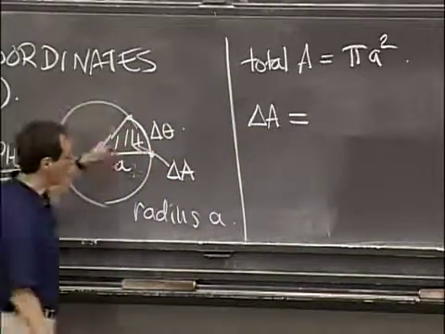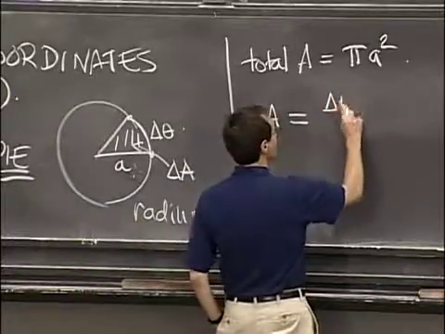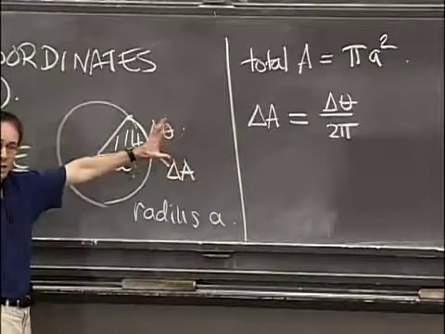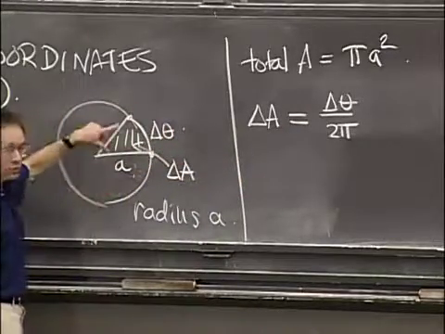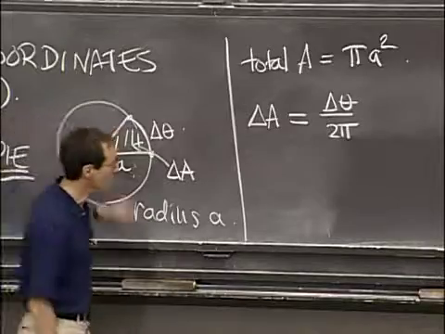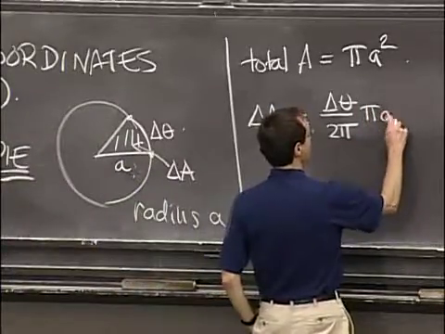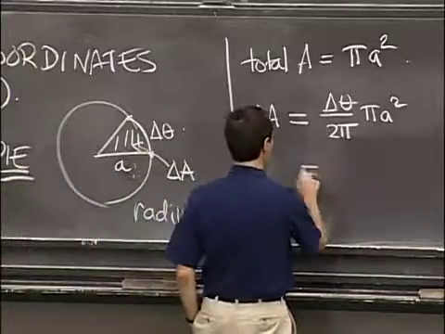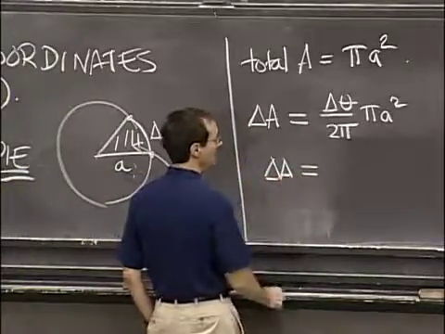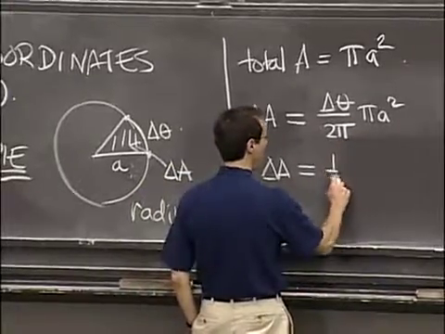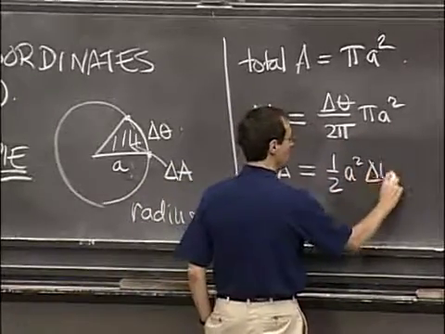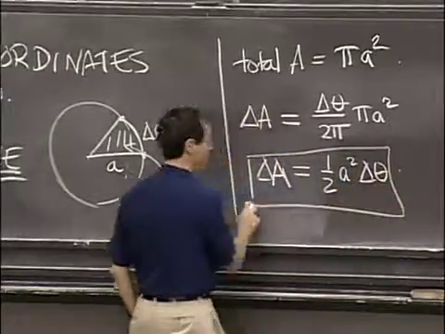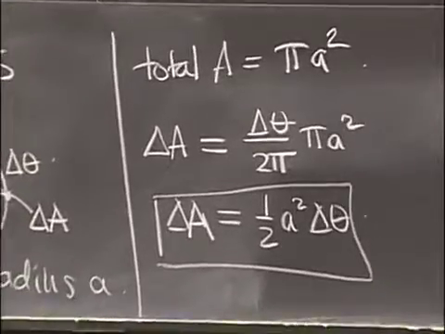And to get this fraction, delta A, all we have to do is take the percentage of the arc of the total circumference. That's delta theta divided by 2 pi. This is the fraction of the total length around the rim. And then we multiply that by pi a squared, the total area. If you work that out, the pi's cancel, and delta A is equal to one half a squared delta theta. All right, so here's the basic formula.